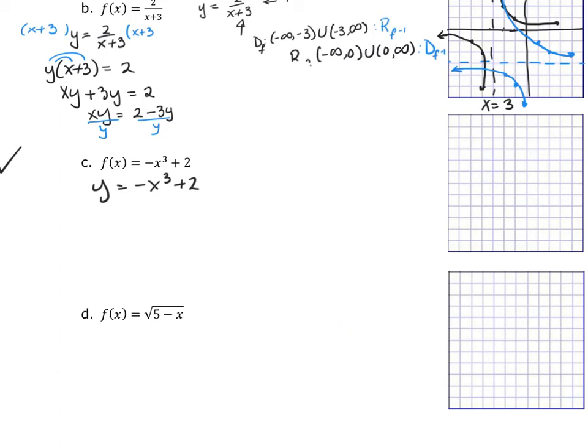So when we solve for x on C, we're going to do the same thing. We're going to add or subtract 2 from both sides. Now, the difference between this one and a squared is that when I take the cube root, you don't have to do the plus and minus. It's only when you have a square root or a fourth root, when you have an even index, that you have to do the plus and minus.